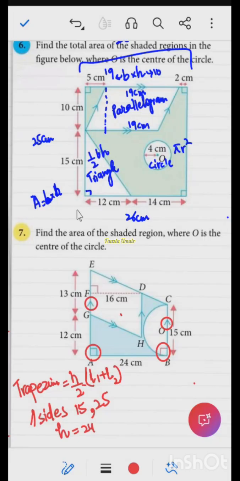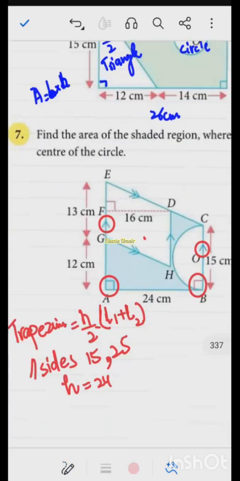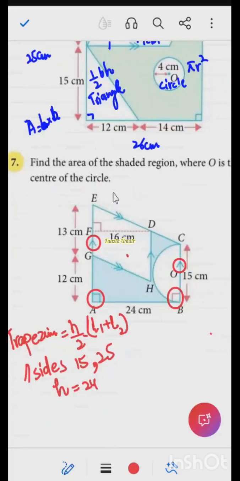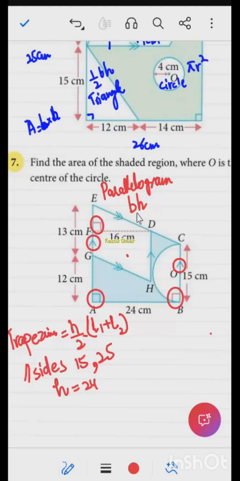Narmeen, beta, can you tell me which shape is this? Parallelogram. This is a parallelogram, right? And the formula is base multiplied by height. Because I can see this 90 degree here, base and height are those which make 90 degree on each other. So we will say 13 and 16. This is height, this is the base. So area would be 13 multiplied by 16.